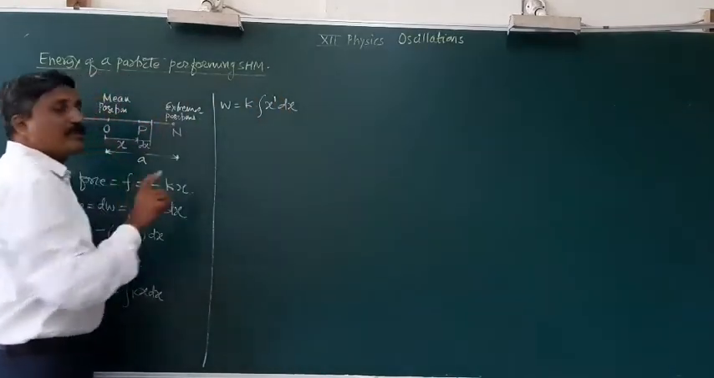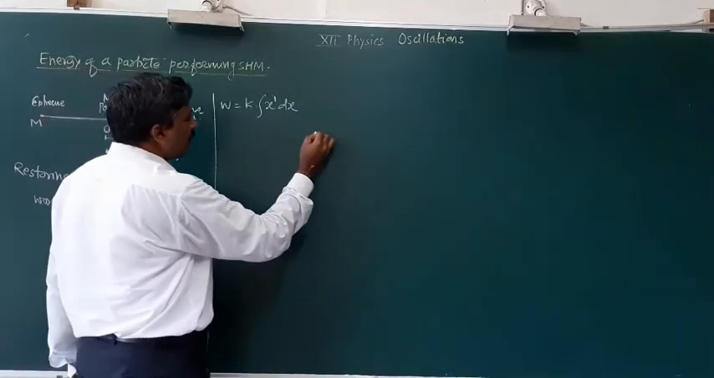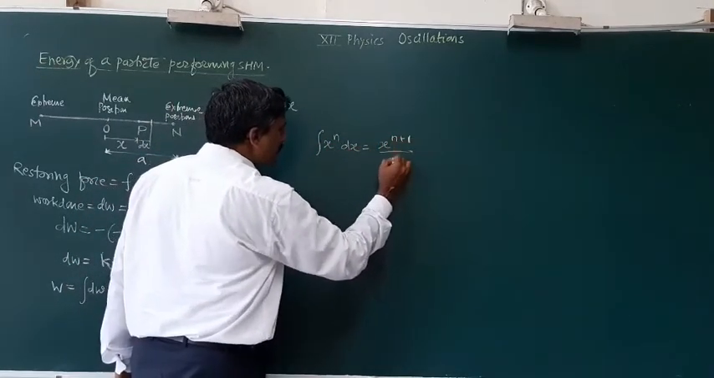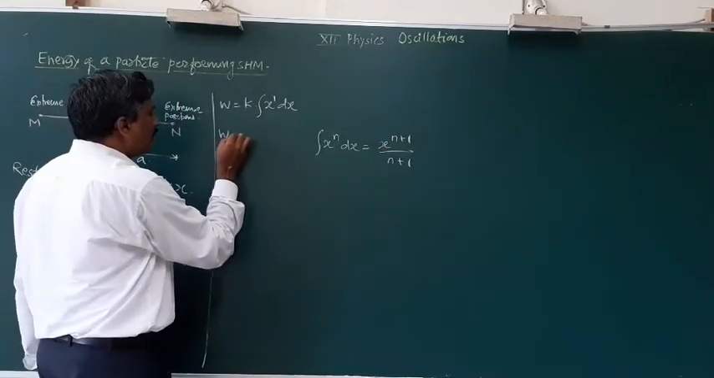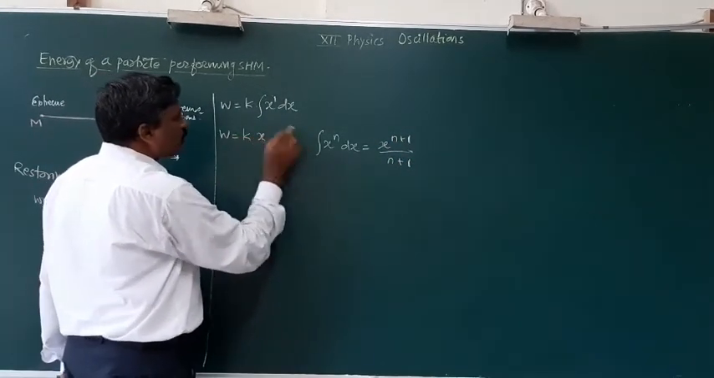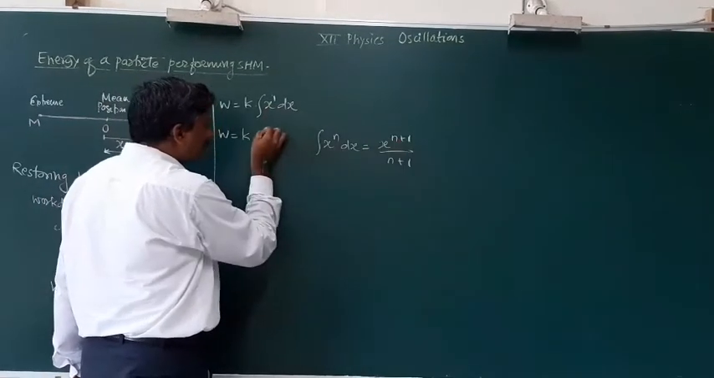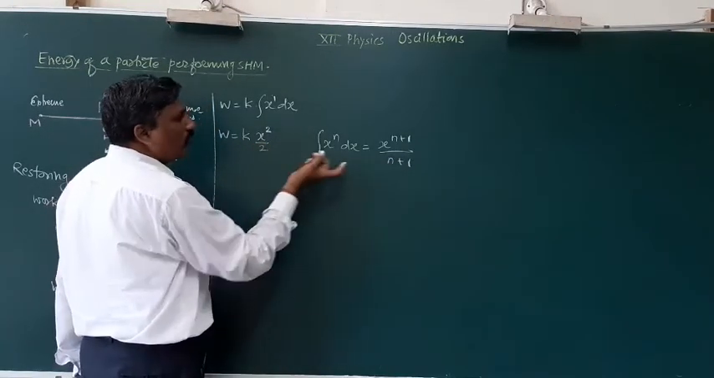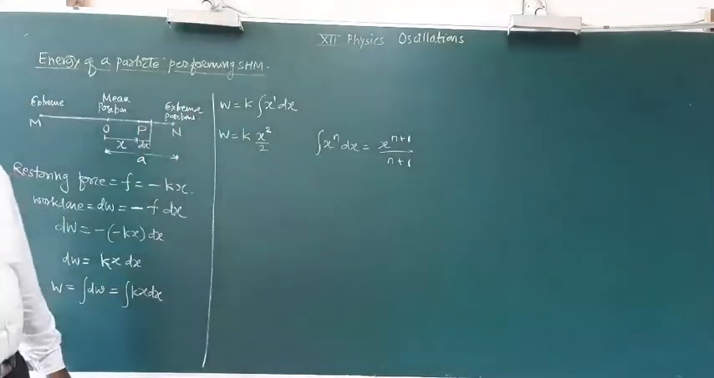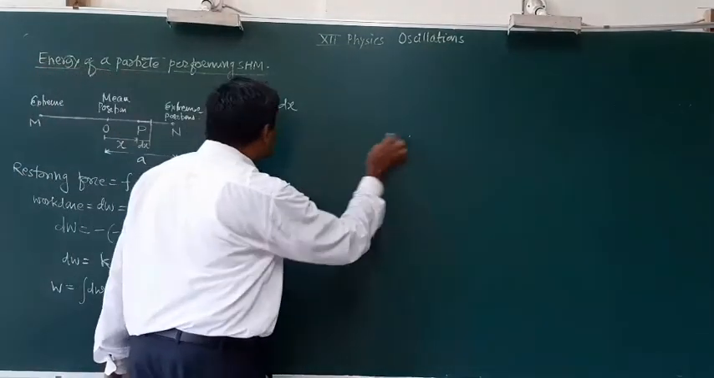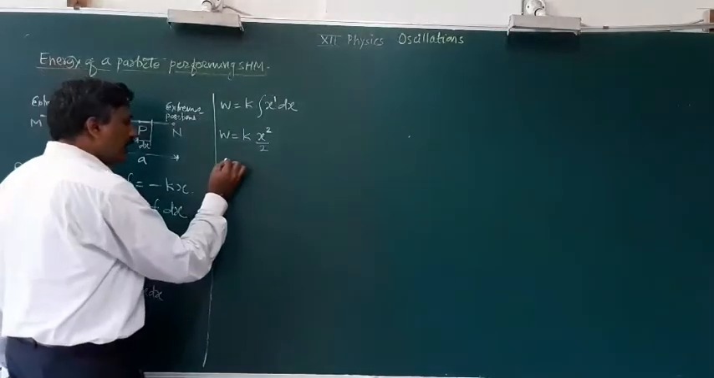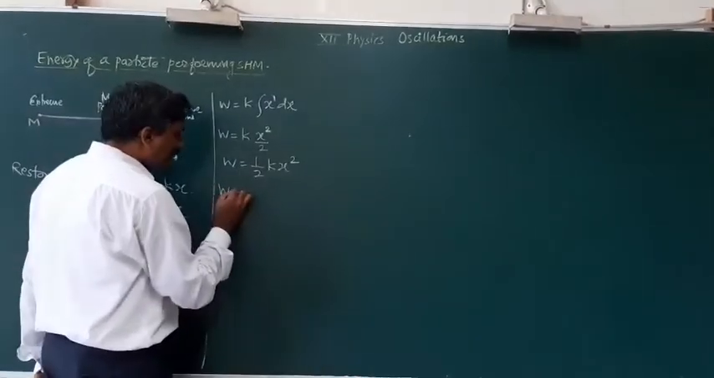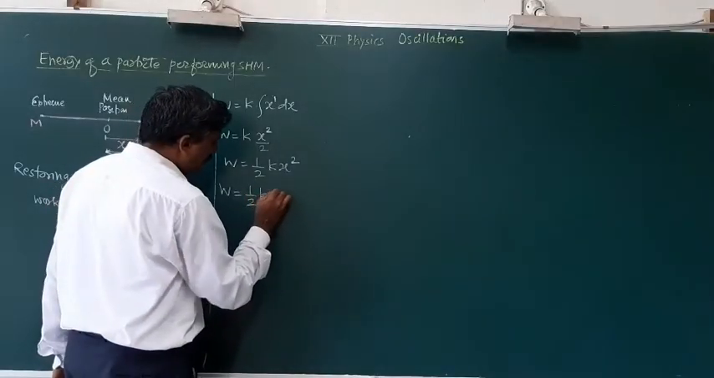Whatever be the power of x, that is nothing but x raised to n. The basic formula: integral of x raised to n dx equals x raised to n plus 1 divided by n plus 1. So work done equals k times x raised to 1, which becomes x squared divided by 2, dx, plus the constant of integration. Assume that the constant of integration is 0. So the work done equals half of kx square.